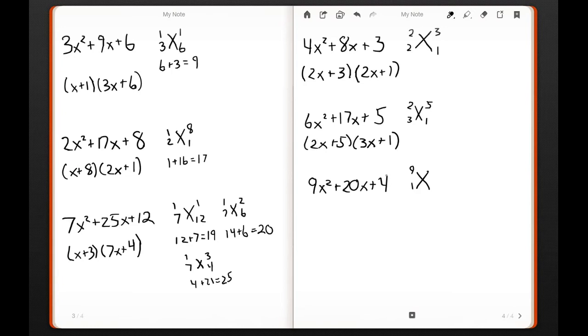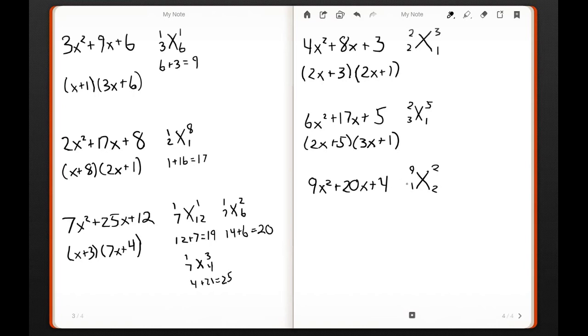Now, we have to decide what factors we're going to use here. If we were to try 4 and 1, we put the 4 here. That would be 36. That's way too high. We put it there. That only gets us to 4. That's way too low. So without trying those, we're going to assume that this is going to be the other factors of 4, which are 2 and 2. And if you look at that, that's 18. That's 2. That adds to 20.